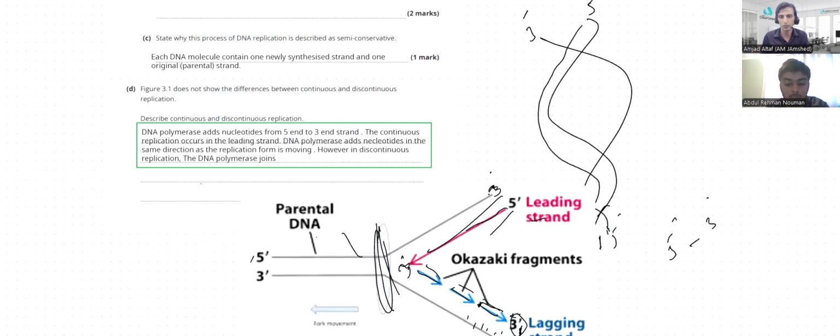5 to 3 direction, that's fine. This is 1 point here. And the second point you can add in the first case is smooth and without interruption. In the second case, for the other 2 marks, you can talk about the lagging strand, DNA polymerase addition of the nucleotides there, and the last point is Okazaki fragments. So 2 points for leading strand or continuous replication, and 2 points for discontinuous replication. This is how you'll get the 4 marks here.